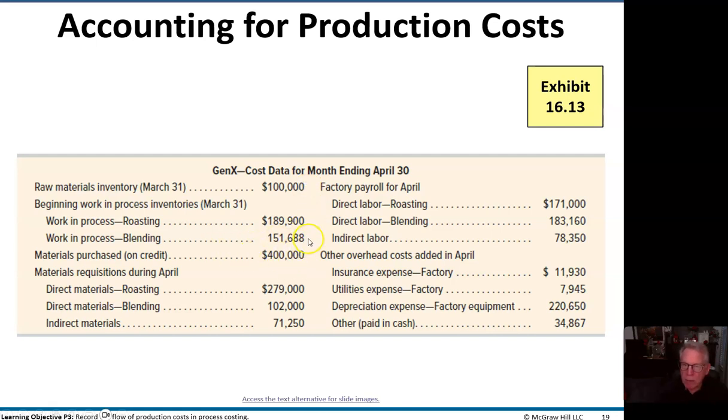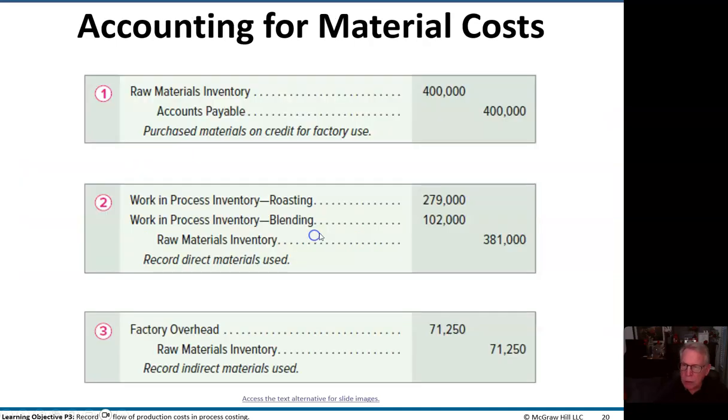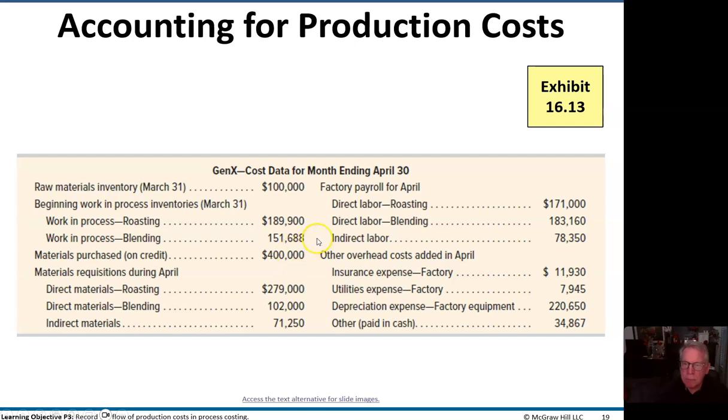And then we also have a blending department where we're adding in some additional costs here. So the materials purchased, let's say on credit using AP, accounts payable, totals $400,000, the sum of all of these three items. And then the materials requisitioned during April, we requisitioned direct materials here and direct materials here for the roasting and blending departments, along with some indirect materials that go into the overhead pool.